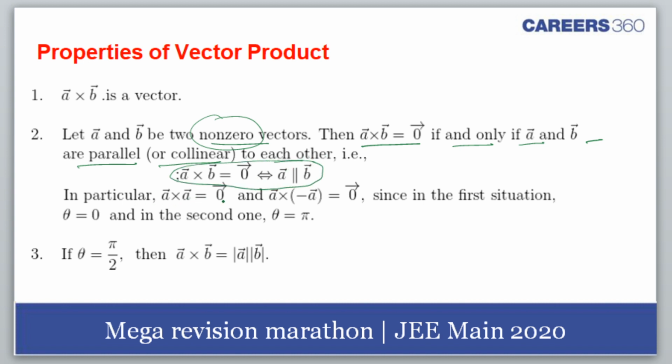In particular, A cross A is equal to 0 means, in particular, they are saying if A cross A is taken, then the angle is 0, and a cross minus a is taken, then the angle is pi. In both of these cases, sine of 0 and sine of pi is 0.